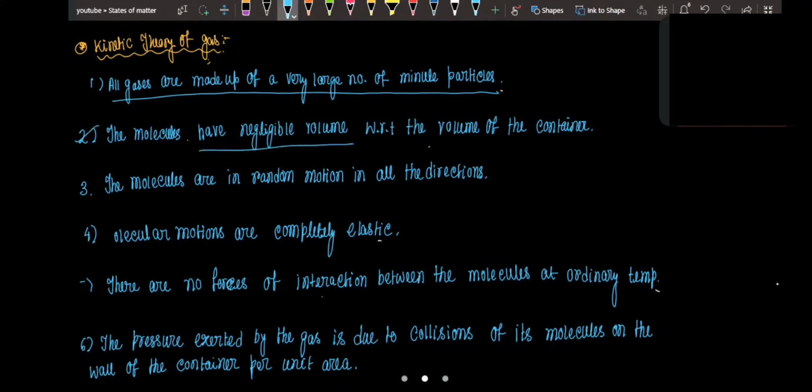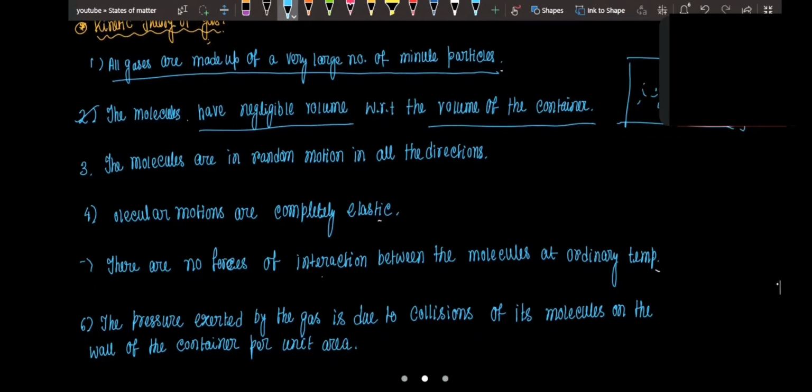Move on to the second. They have negligible volume with respect to the volume of the container, which means they're very small. If I just draw a container over here, with respect to the container, the particles would be very small, right? So you can neglect their volumes. Now, the third point says the molecules are in random motion in all directions. This is known as Brownian motion. I guess you do remember Brownian motion from class 9th. They are having some zigzag motion. They are moving in all directions.